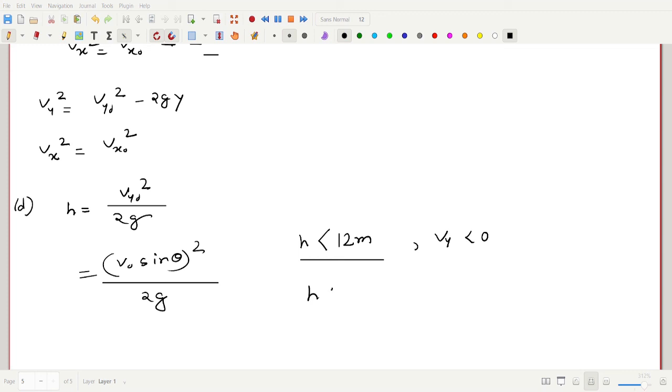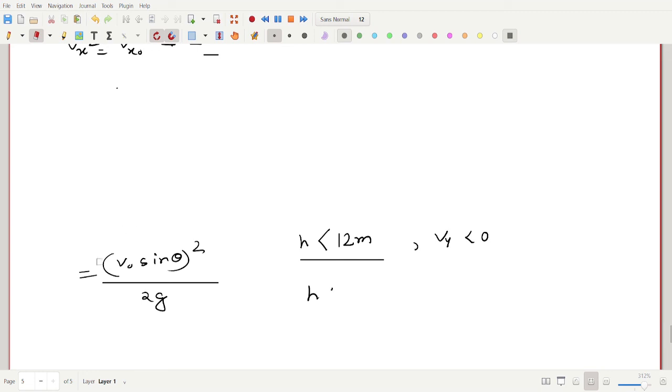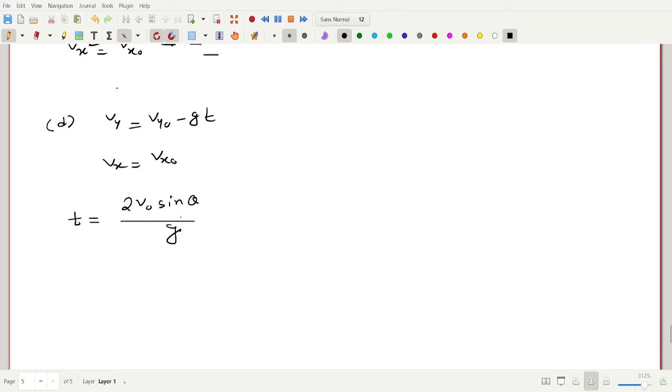Then sir, we can deal with these complications in another way. We use Vy equals Vy naught minus gt, that formula. Then we no longer have that power term, so there is no problem. So Vy equals Vy naught minus gt, and Vx equals Vx naught. How will we calculate t? T equals 2 v naught sin theta by g. These formulas are all given, you can calculate this.